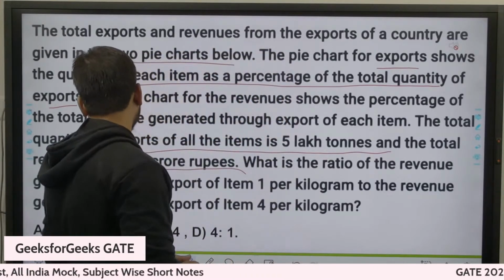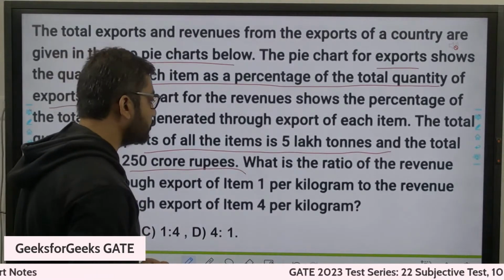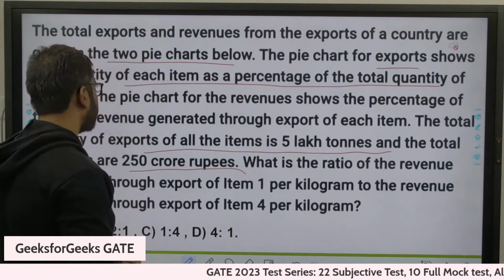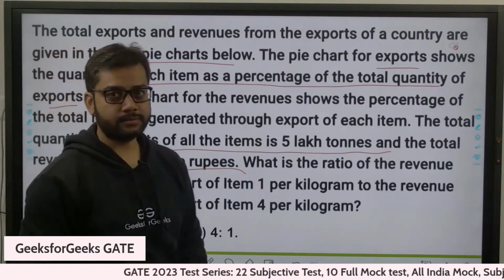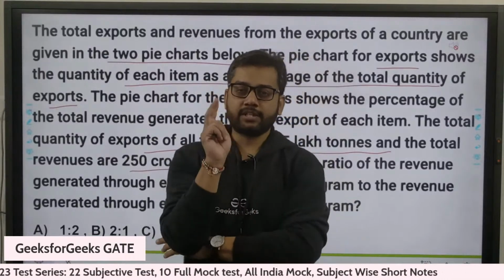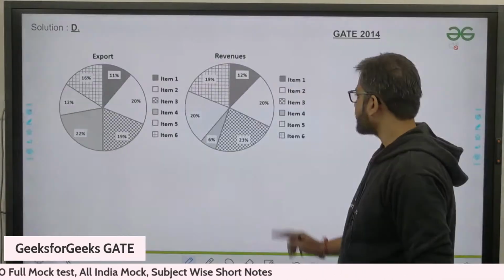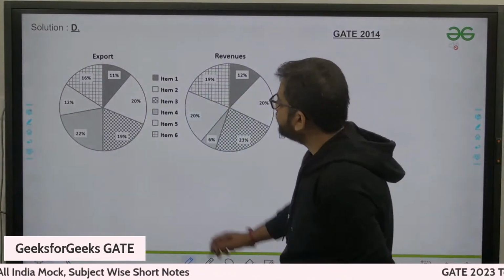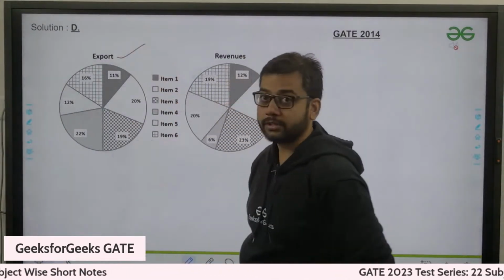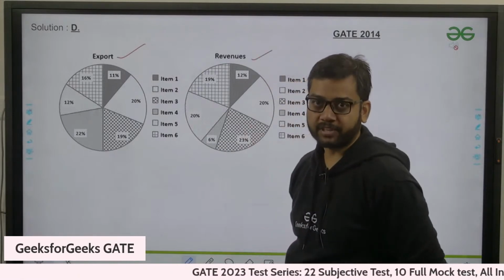What is the ratio of revenue generated through the export of item per kilogram to the revenue generated through the export of item 4 per kilogram? See the question, what they are saying. We have two pie charts given. The first pie chart is the production export. The second pie chart is given as revenue.